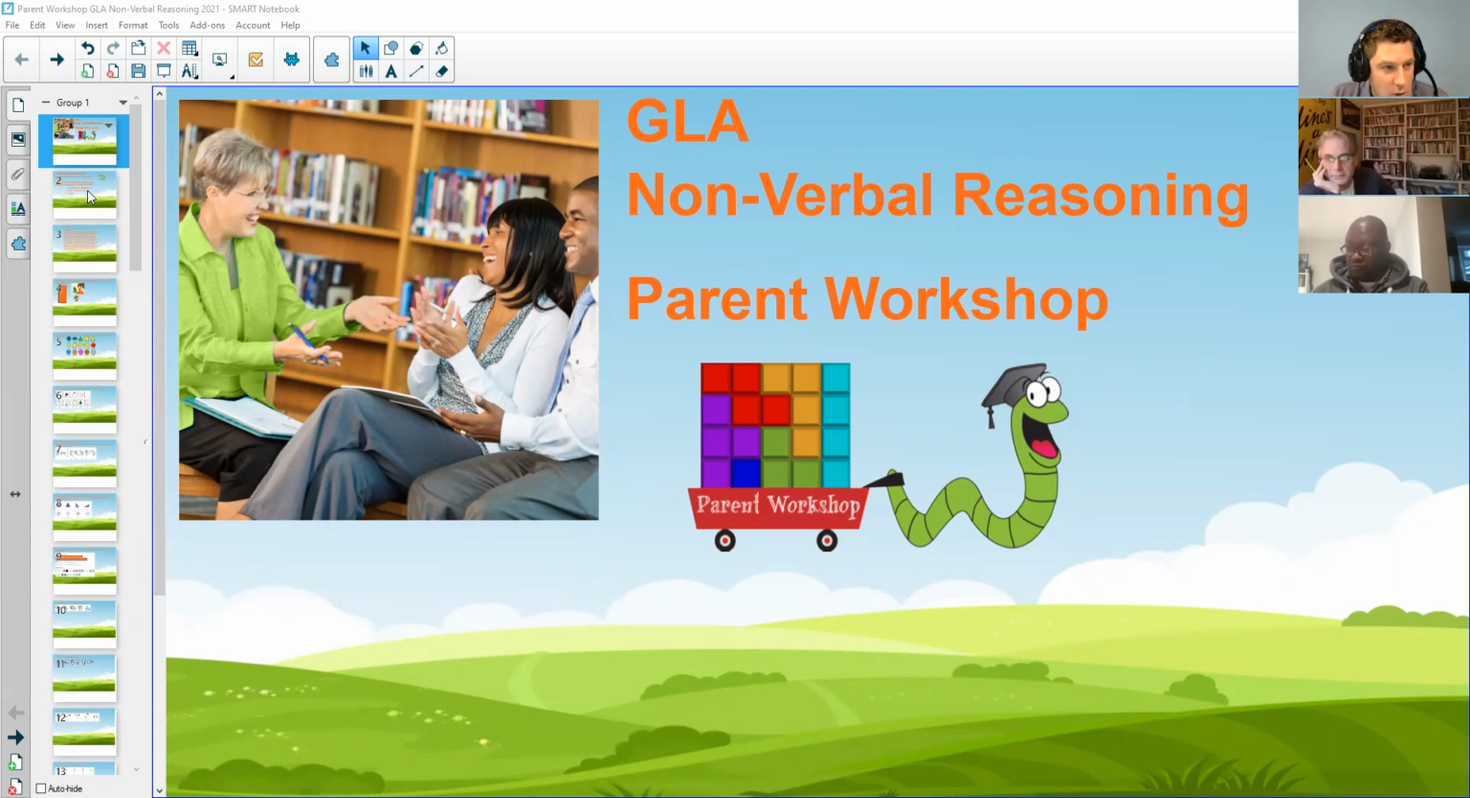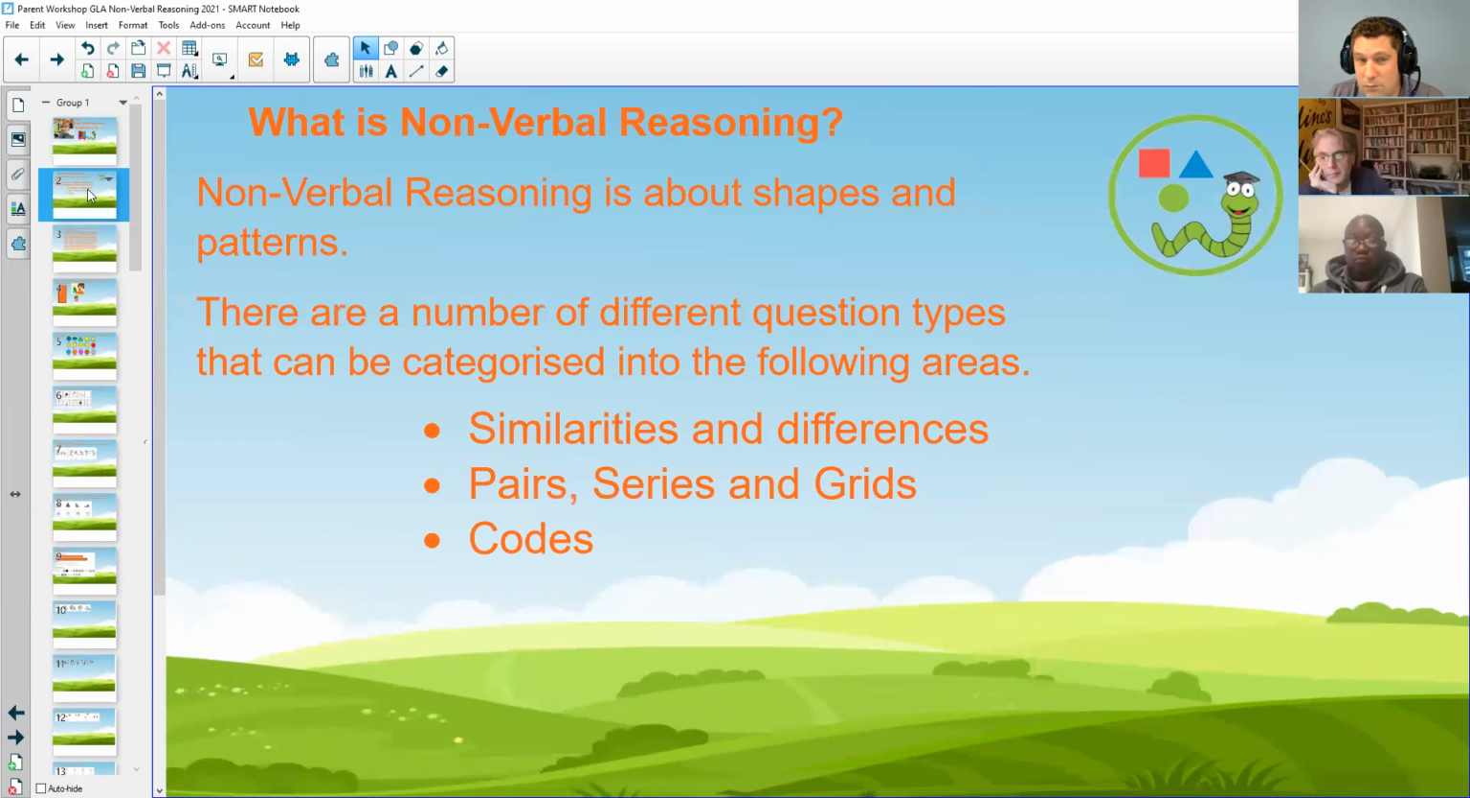So let's first of all talk about what is non-verbal reasoning. And I'm sure you all know this, but non-verbal reasoning is about shapes and patterns. It's very much a form of assessment for students who potentially don't need to have any language skills, and you can still ascertain their ability level by getting children to work through various different question types that involve children looking at similarities and differences, spotting patterns, and there are a variety of different question types that GL assessment set.